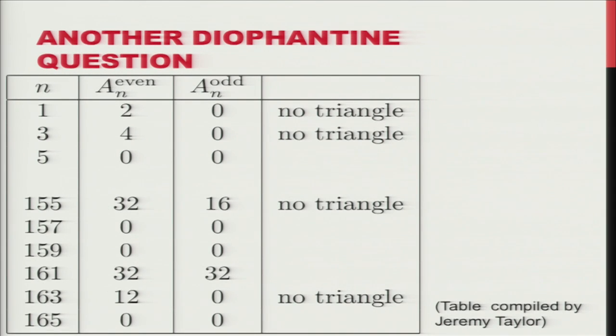But now if we let the numbers get a bit bigger, just go up to 100, look for triangles of area 155, 157, 159, and so on. Well, we see that Kolyvagin's theorem tells us that there's no triangle of area 155 or 163, which wouldn't be so easy to determine any other way. But we expect there are triangles of area 157, 159, and so on.